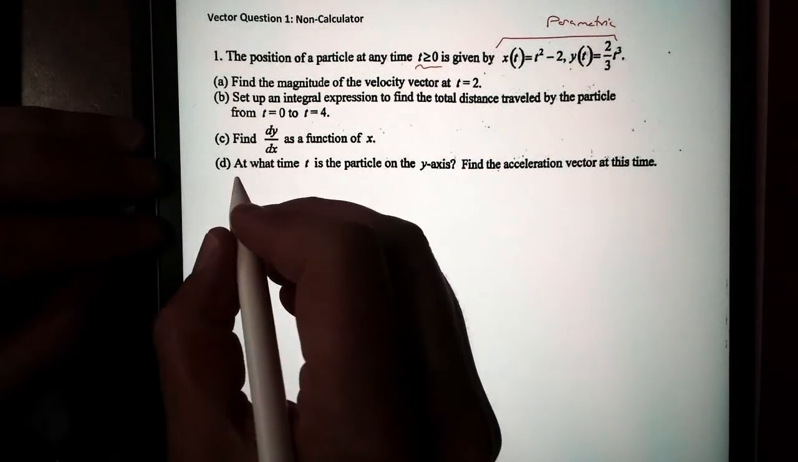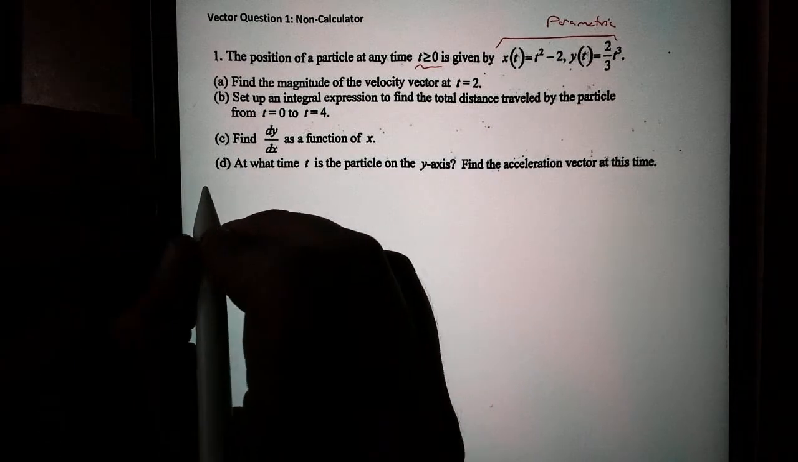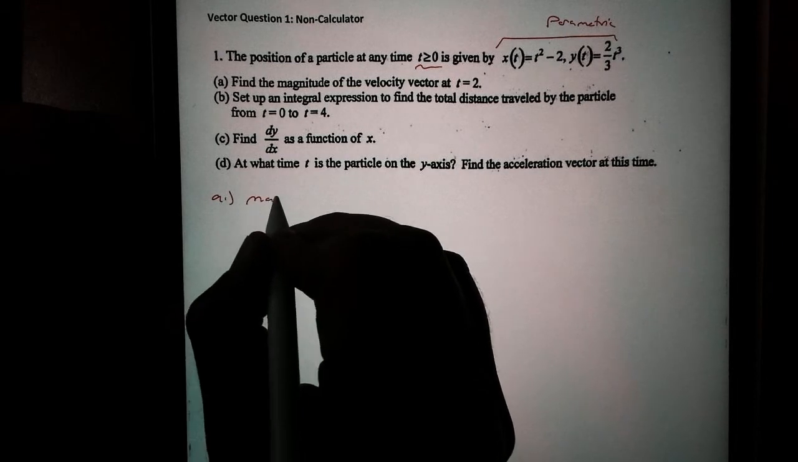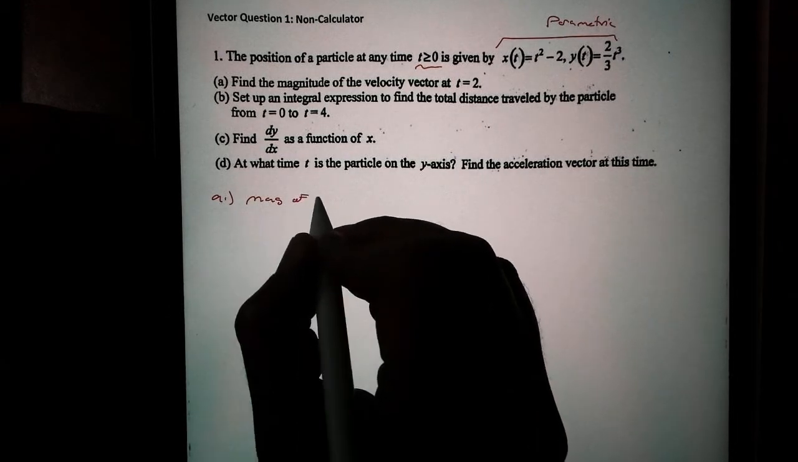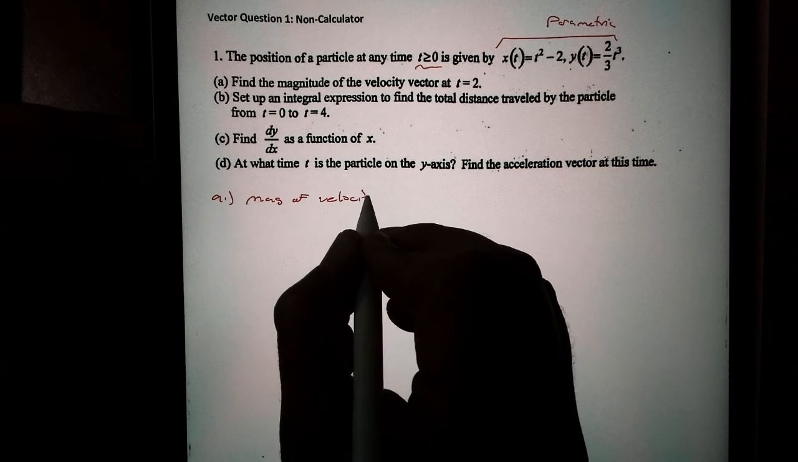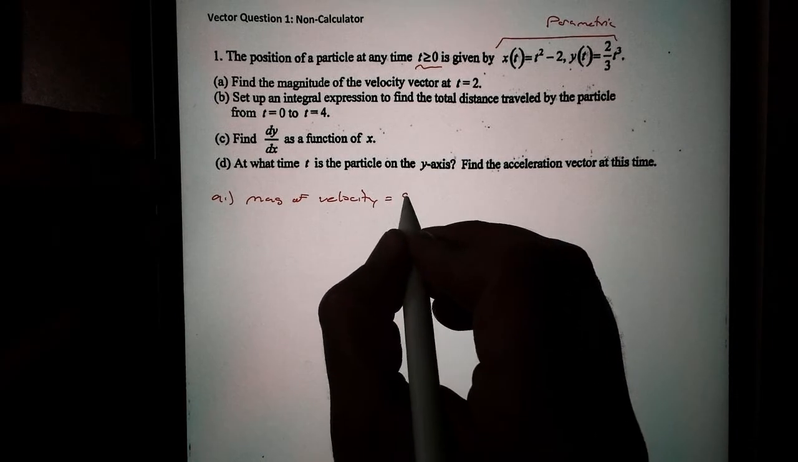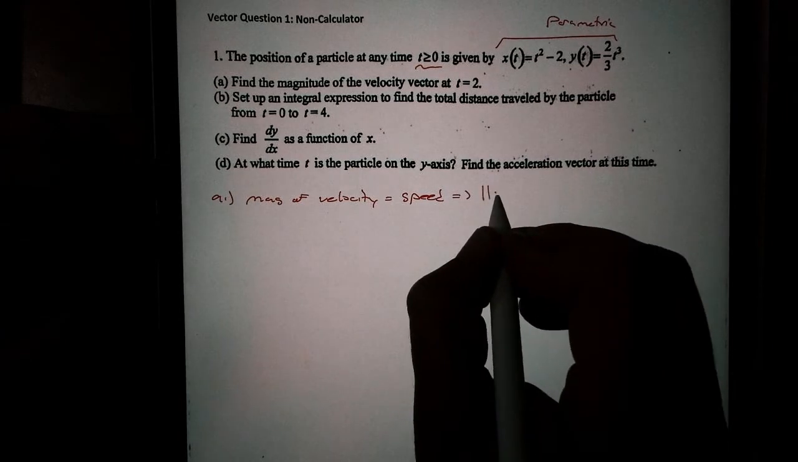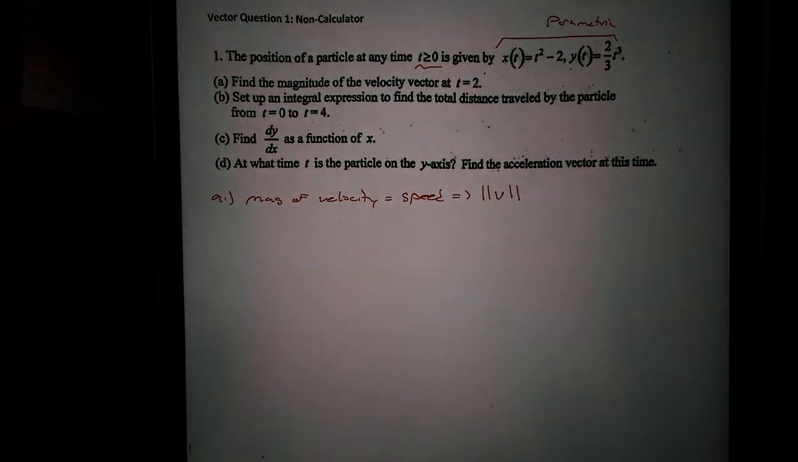So the first question says, find the magnitude of the velocity vector. Alright, so let's review here real quickly. What is the magnitude of the velocity vector? In an earlier video, we said that this is equal to speed. And we have a special symbol for that, these double absolute value symbols. So that is how we get this.